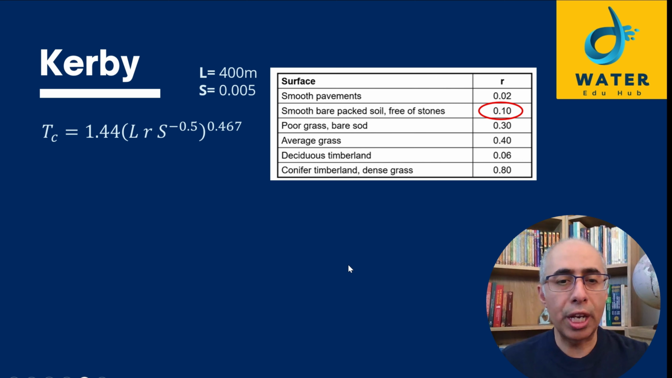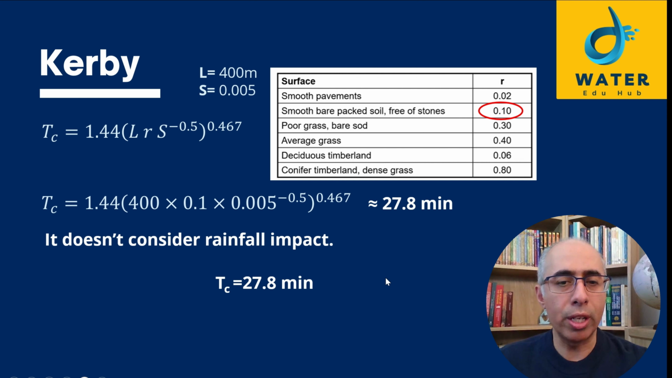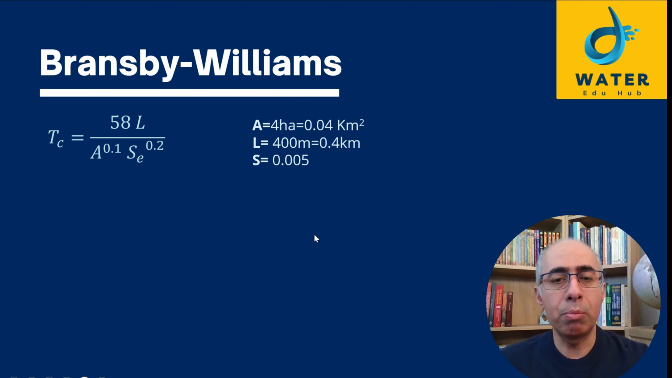We go then to the Kerby formula. For this one, we need L, S, and R. R works for surface type again. And here, as you can see, for the smooth bare soil, we are expecting 0.1. None of the other numbers matches what we have. So I'm going to consider R of 0.1 in my calculation. I plug in numbers and I will get 27.8 minutes. Again, consider that rainfall impact is ignored. And finally, Bransby-Williams. In this formula, the area should be in square kilometers.